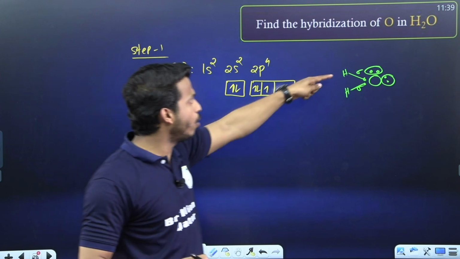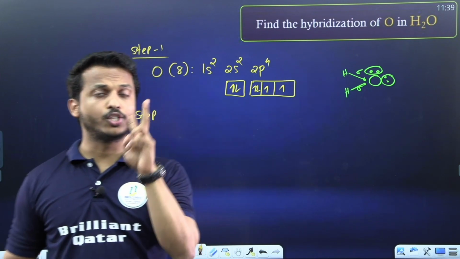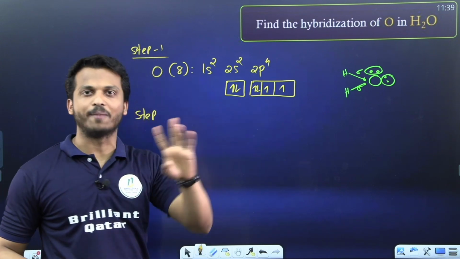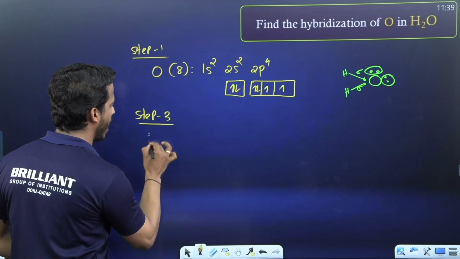Check: total how many bonds on oxygen? 2 bonds. If there are a total of 2 bonds, there should be 2 unpaired electrons. I think in the ground state itself, you have 2 unpaired electrons. So no need to go for the excited state. Directly go to step 3, hybridization.